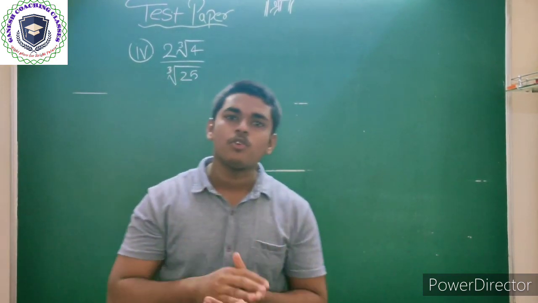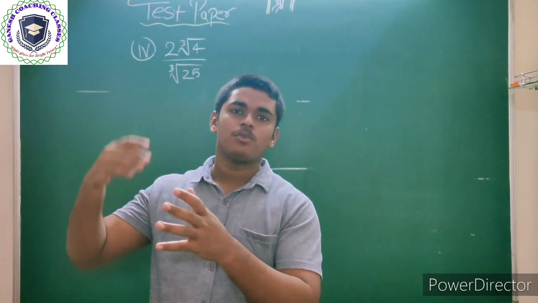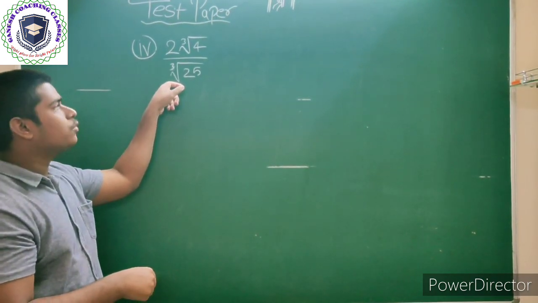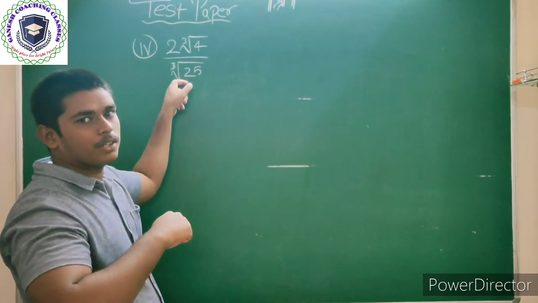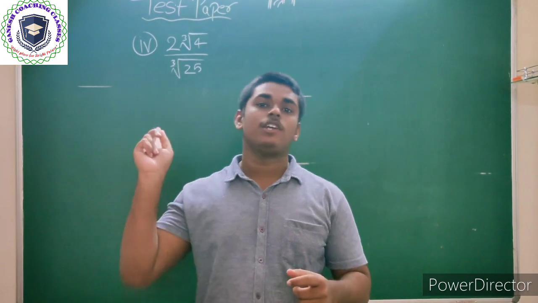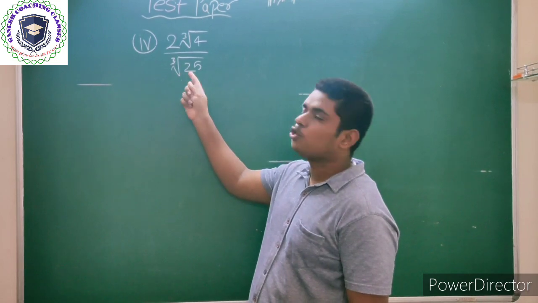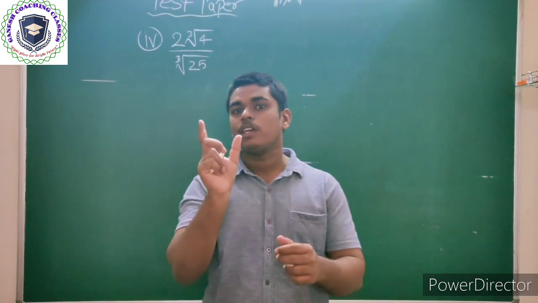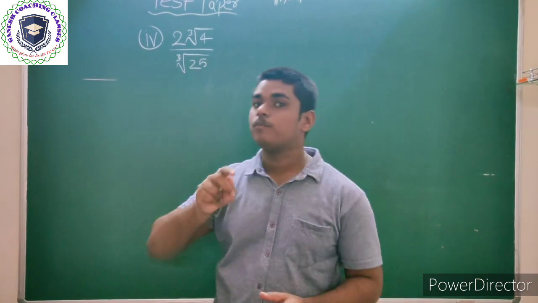As I told you, if we have to rationalize a square root, we multiply that square root by another square root. Here we have to rationalize a cube root. For removing a cube root we need 3 equal numbers, as in the square root case we needed 2. The radicand of the cube root is 25, which can be written as 5 into 5. We get a pair of 2 numbers, but for removing the cube root we need 3 numbers.